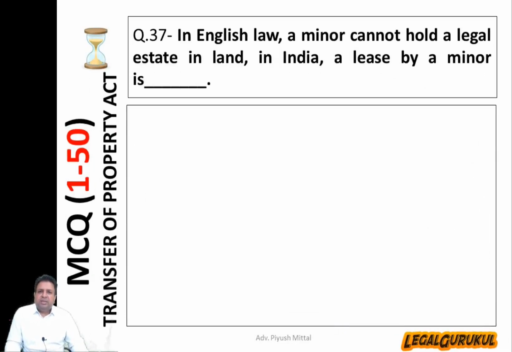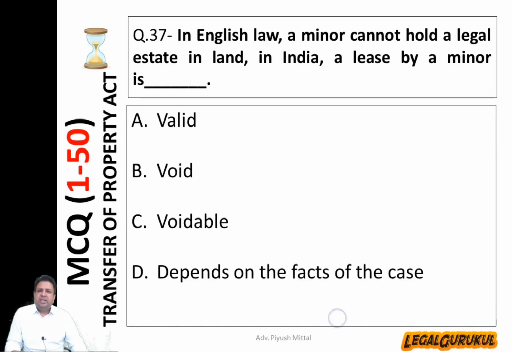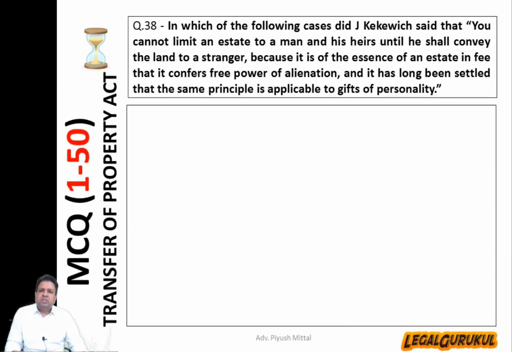Question number 37. In English law, a minor cannot hold legal estate in land. In India, a lease by a minor is A, valid, B, void, C, voidable, D, depends on the facts of the case. And the correct answer is B, void.